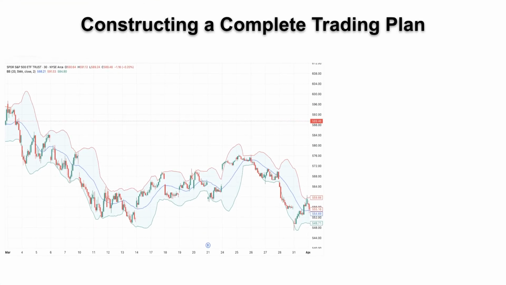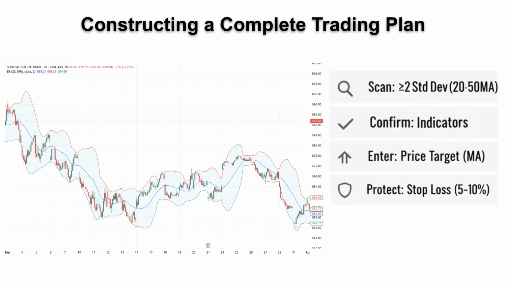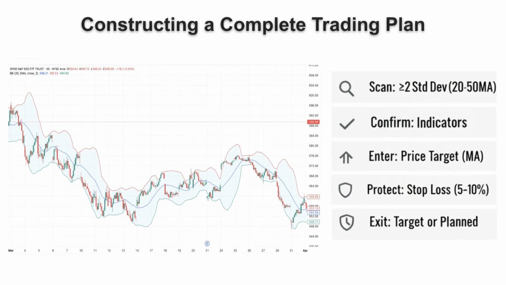Let's reconnect this to the trading plan. First, scan for two standard deviation moves. Second, confirm exhaustion. Third, enter with a target at the mean. Fourth, define your stop, often 5 to 10% below entry depending on volatility and time frame. Finally, exit within your predetermined time frame. March demonstrated both profitable reversion setups and clear defined no-trade environments, reinforcing the importance of respecting volatility shifts. The biggest mistake would have been assuming every lower band touch must bounce. Discipline separates probability from hope.